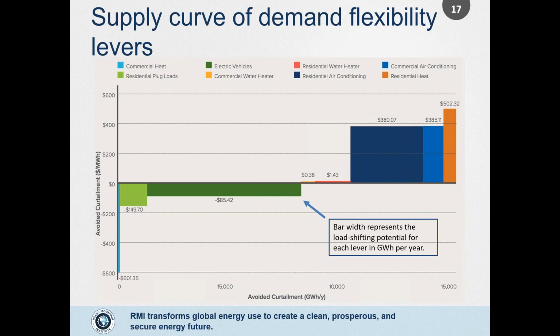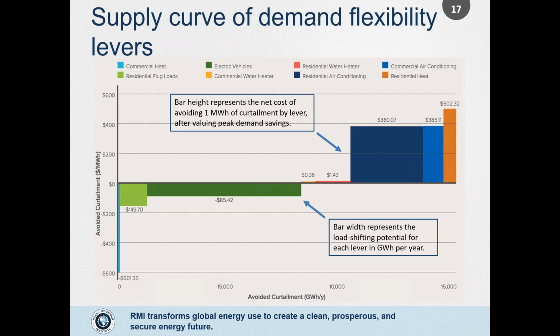And so this bar height is the annualized cost of avoiding 1 megawatt hour of curtailment for each of these levers. And this cost nets out the value of peak demand savings, since that is a significant benefit that needs to be considered when looking at the cost. And we calculated that peak demand savings by looking at the generation and the transmission and distribution that would no longer need to be built with demand flexibility on the system.